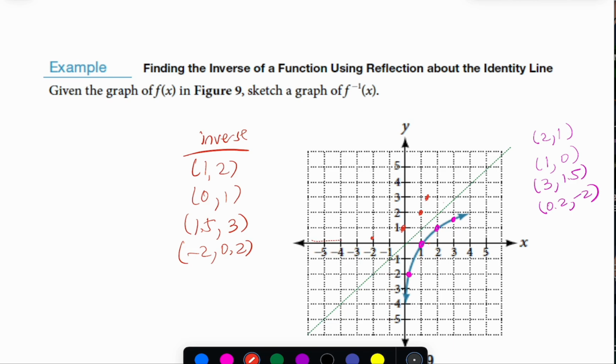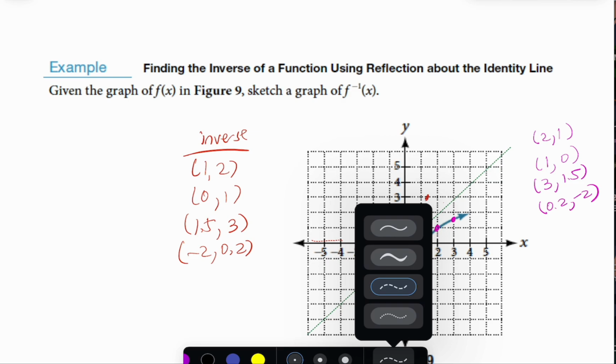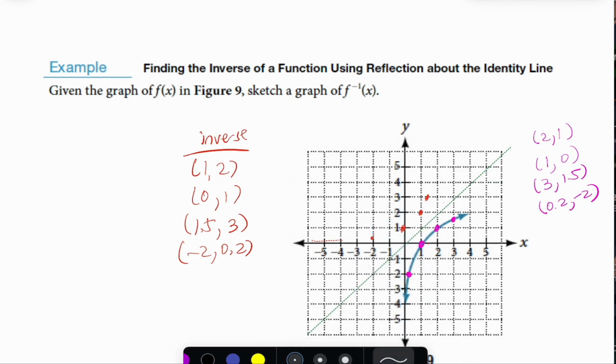And our inverse function looks something like that. And if you could picture this being rotated across that line, you would get the graph that you see there.